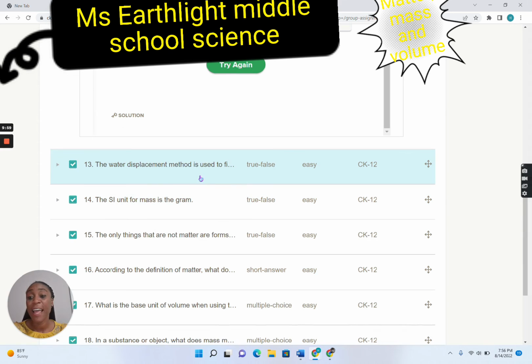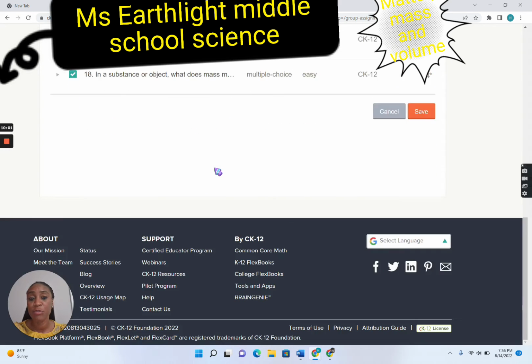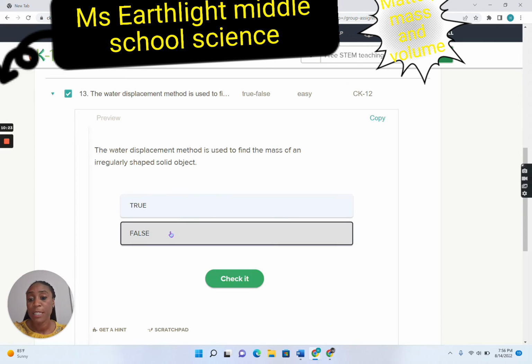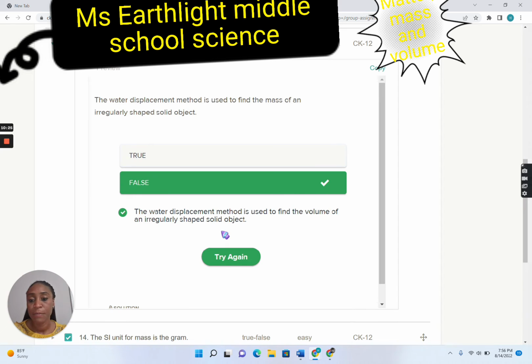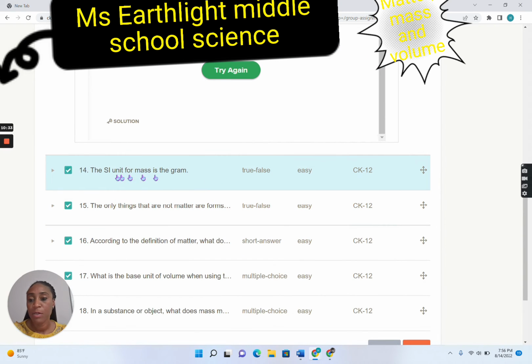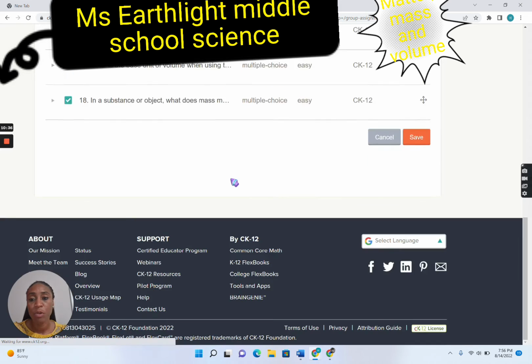Let's look at question 13, and that's a true or false question, and we're getting closer to the easy questions. It says the water displacement method is used to find the mass of an irregular shaped solid object. And we know that the water displacement method is used to find the volume, so I'm going to say that is false. And that's correct. So the water displacement is used to find the volume of an irregular shaped object.